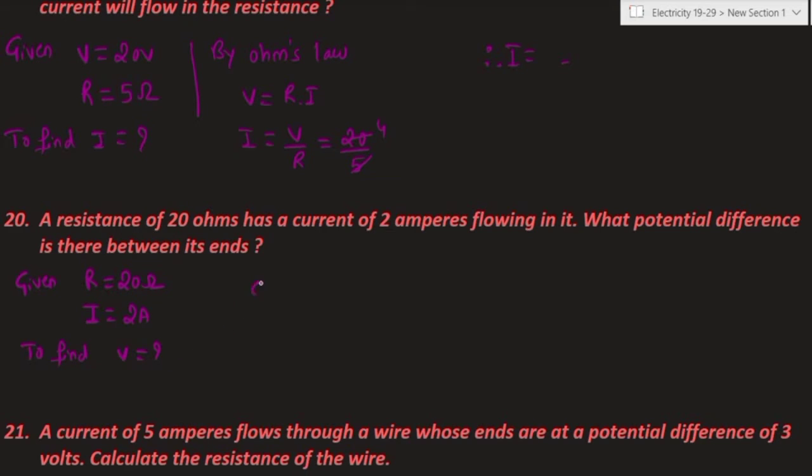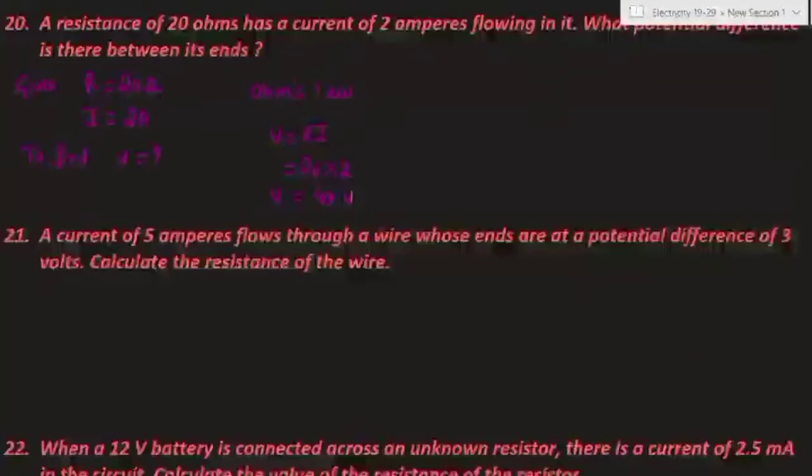We know what Ohm's law says: V is equal to R into I. Again, what is the problem asking? V only. R is 20, into current which is 2 ampere. Therefore 20 into 2 is 40 volt, the potential difference across the two ends. Let us move to the next question.